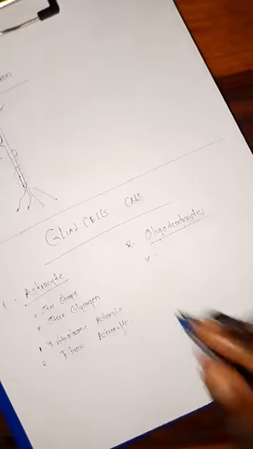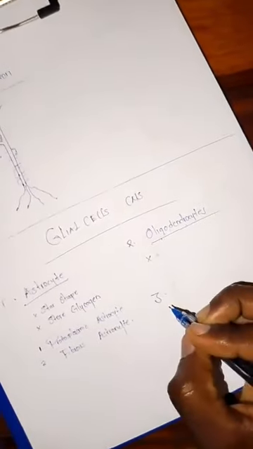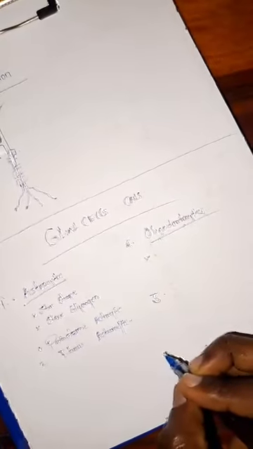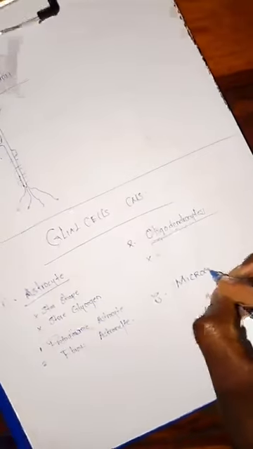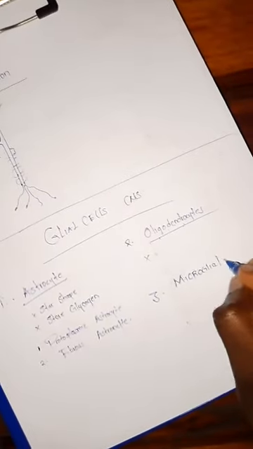Then we also have another type of glial cells that are found in the central nervous system, which is the microglial cells.